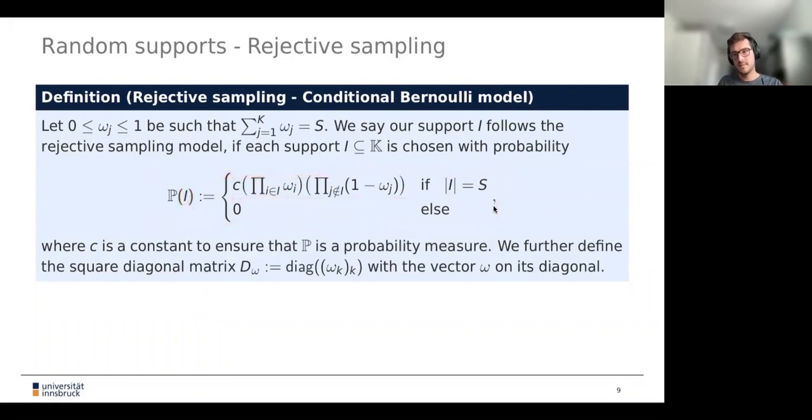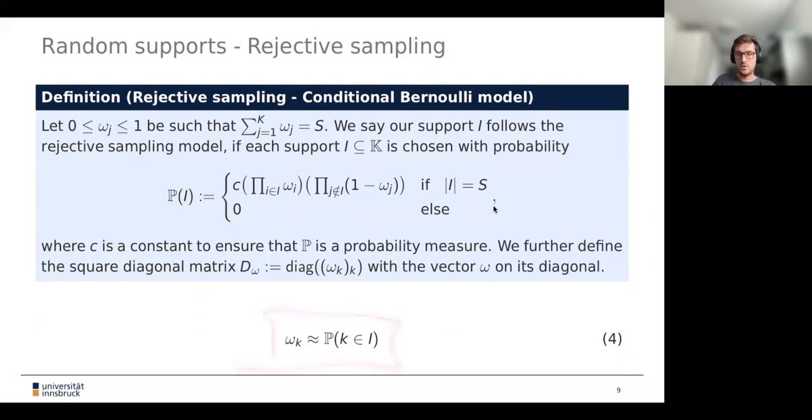right here. This might look counterintuitive, but there is a reason why we chose this. It has the advantage that we only pick supports with the size S. And on average, each omega k corresponds to the probability that a certain location is in the sparse support. So this means if, for example, k equals 1, then omega 1 corresponds to the expectation, the probability that the vector x has a non-zero coefficient in location 1.